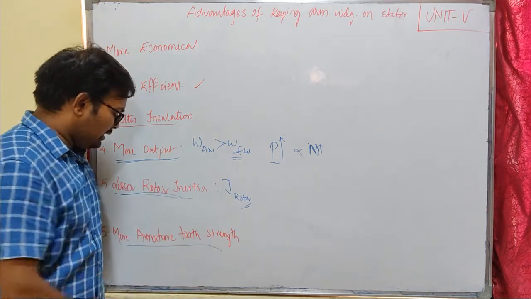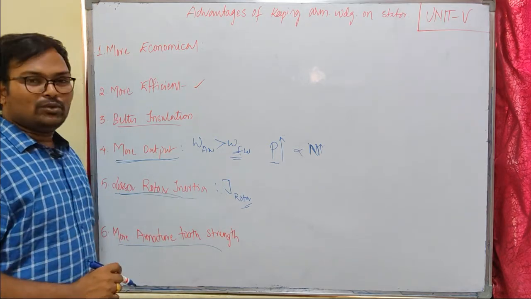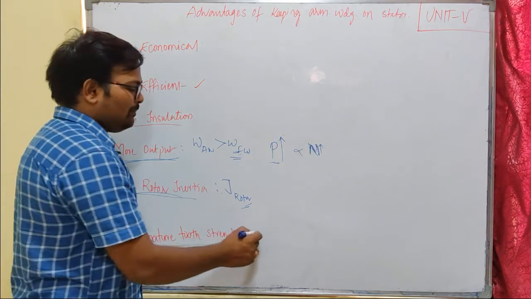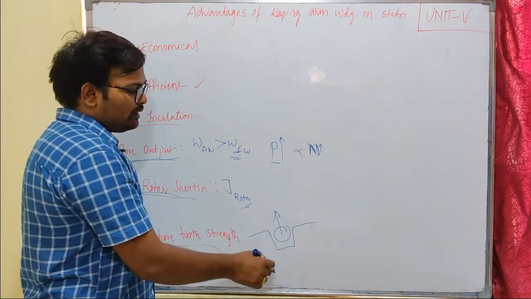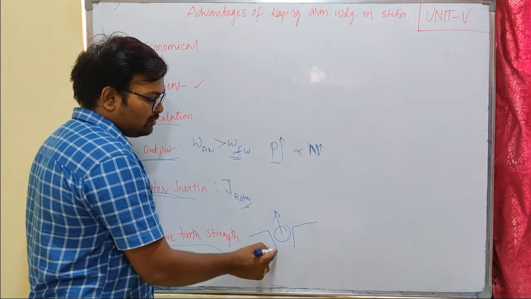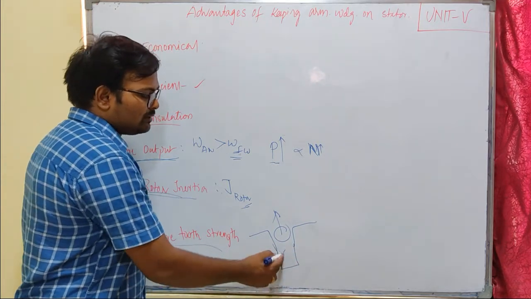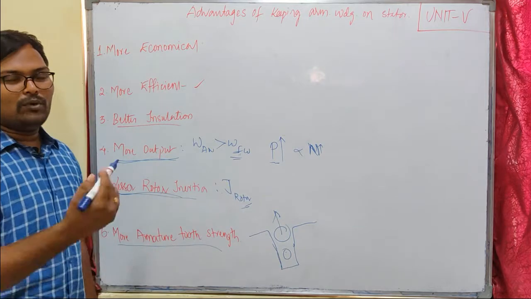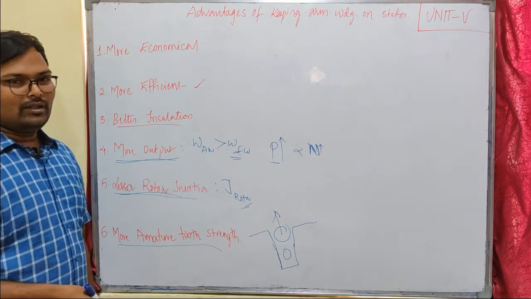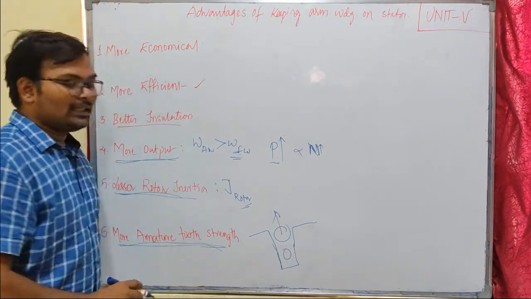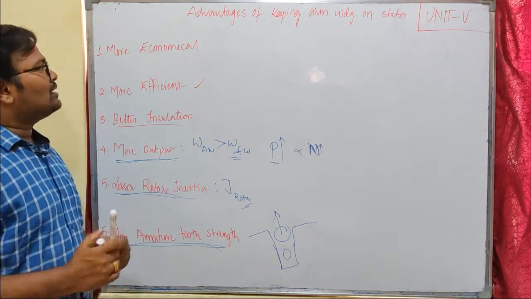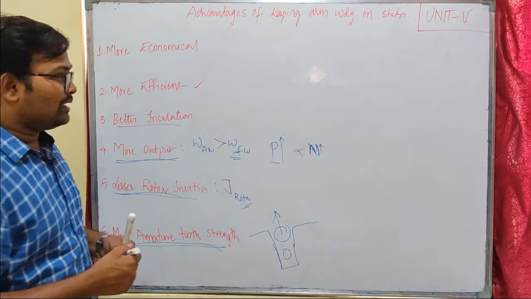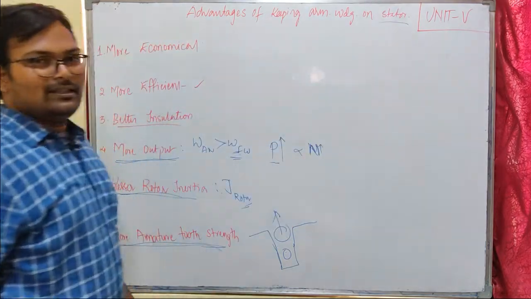And the last important thing is more armature tooth strength. That means we are going to keep our armature winding on the stator slots, right? If you want to generate more power, you can have more winding on the stator slots, so you can have deeper slots and keep more windings. You can get more output power. That's why more armature tooth strength is possible if you keep the armature winding on the stator. So these are the advantages of keeping our armature winding on the stator instead of the rotor.